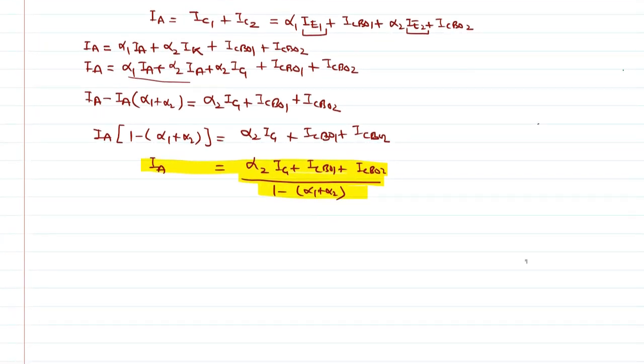You know that ICBO1 and ICBO2 are very small, these are leakage currents, and if the value of alpha 1 plus alpha 2 tends to unity, then the term in the denominator becomes 0. So for a very small value of gate current, the anode current will be very large. This is also known as the regenerative or latching action of an SCR.